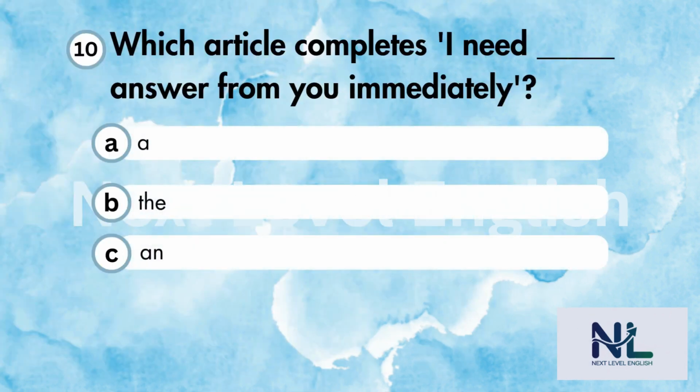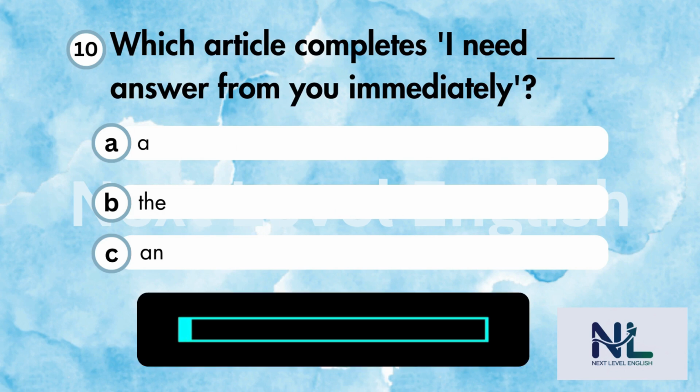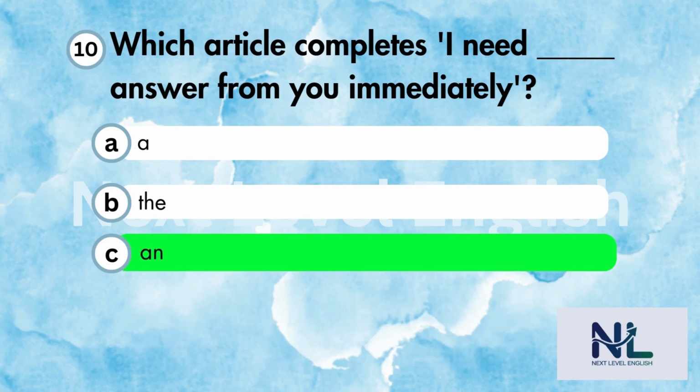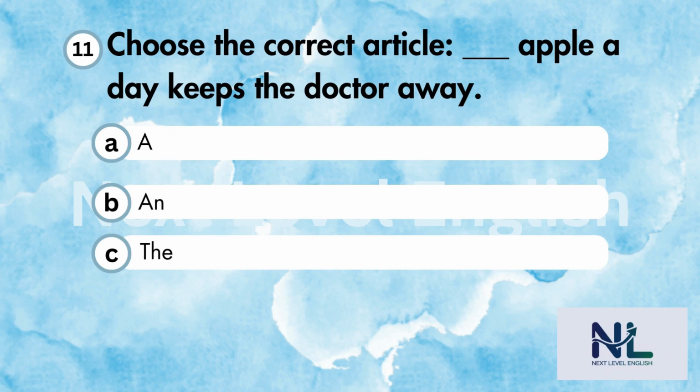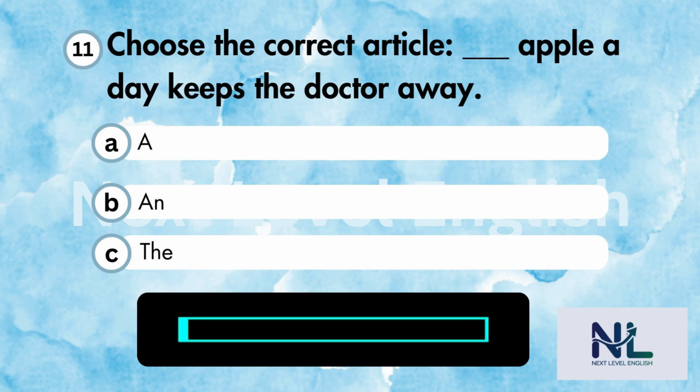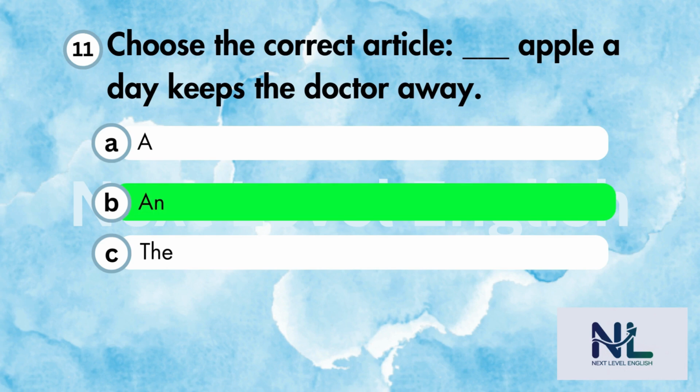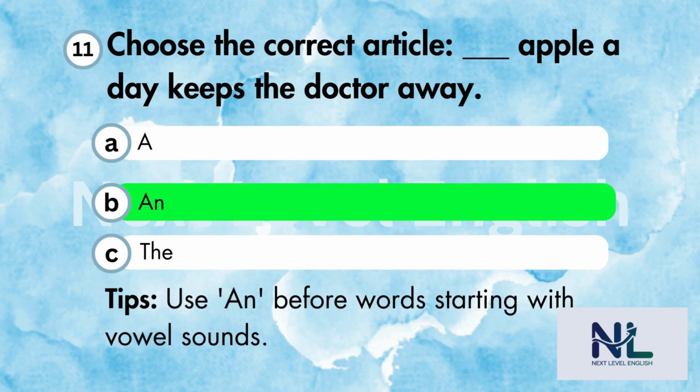10. Which article completes "I need an answer from you immediately?" An. Tips: use "an" for vowel sounds or specific emphasis. 11. Choose the correct article: An apple a day keeps the doctor away. An. Tips: use "an" before words starting with vowel sounds.